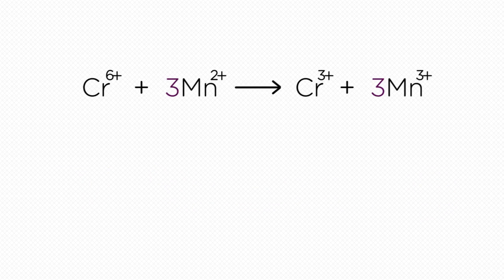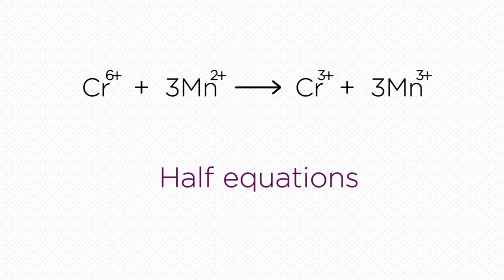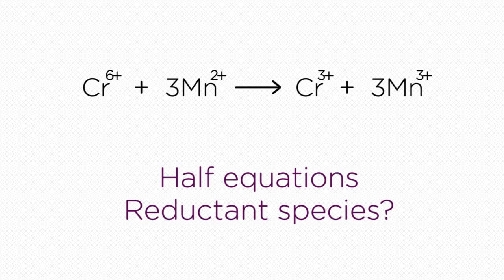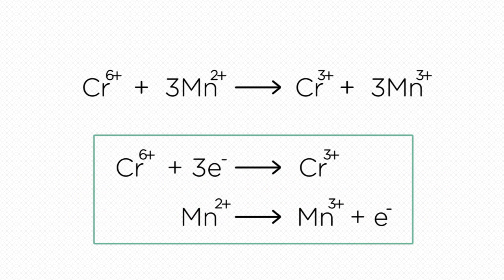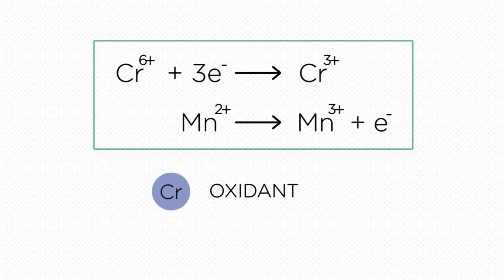This reaction can also be written as two half equations. Write down the half equations for chromium and manganese. Which species is the reductant? Pause the video again whilst you work it out. Ready? Chromium is the oxidant, so manganese is the reductant.